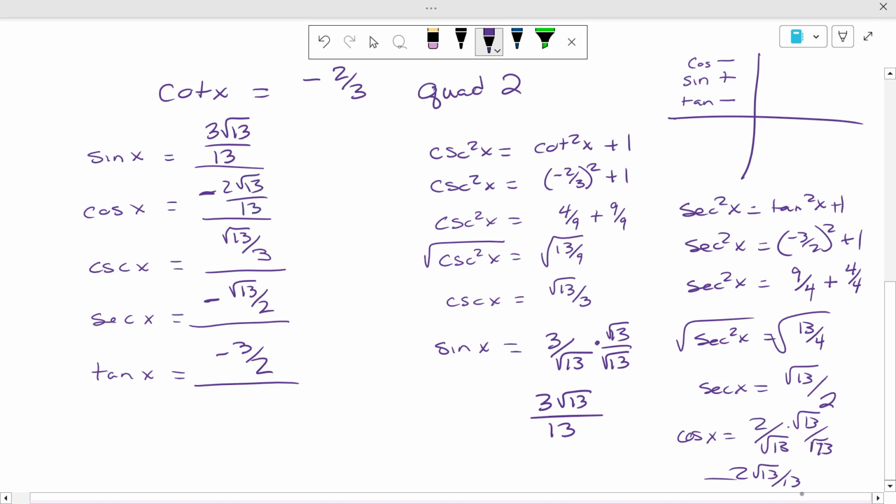Now, look at these two. Sine over cosine is what? Sine over cosine is tangent. Is 3 and all this gobbledygook over -2 over this gobbledygook equal to -3 over 2? See how that works? Start making connections.